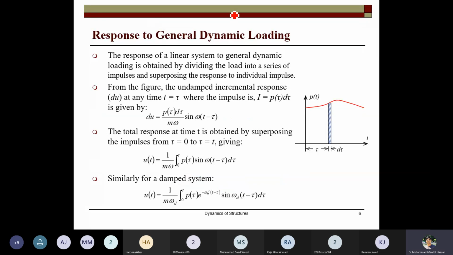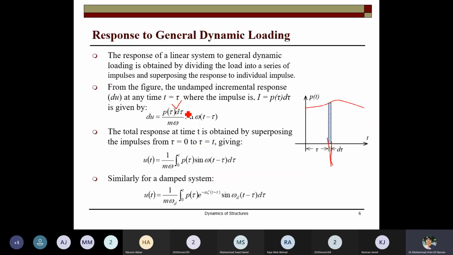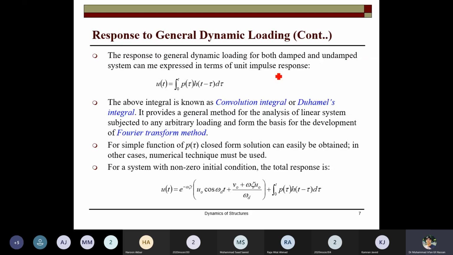When you want to solve for general dynamic loadings, it is the same thing: at time tau there is a certain load, then you take the increment d tau and put it in the same equation. In place of the impulse, you put down the value of P. So here P of tau into 1 over m omega into sine of omega (t minus tau), and then solve it. After solving and further simplifying, it becomes the Duhamel integral.